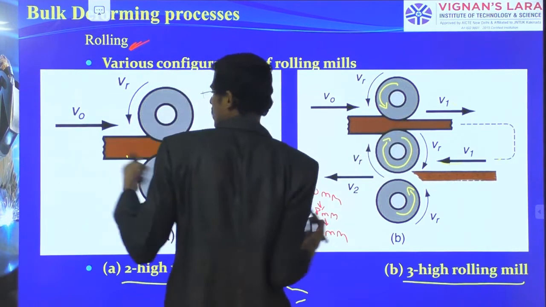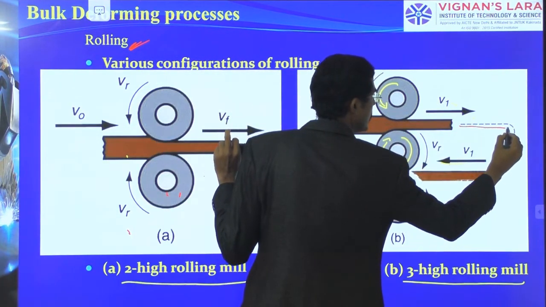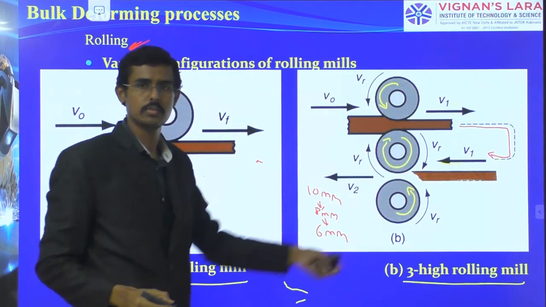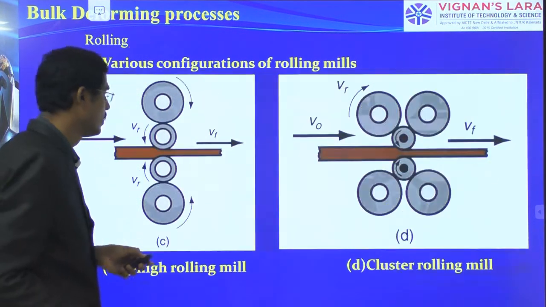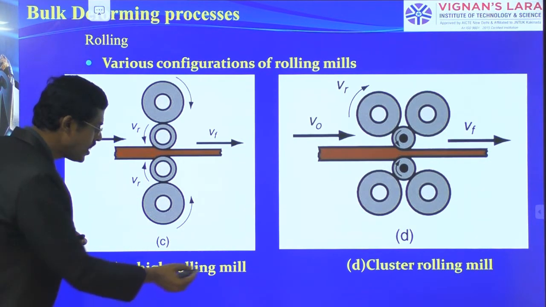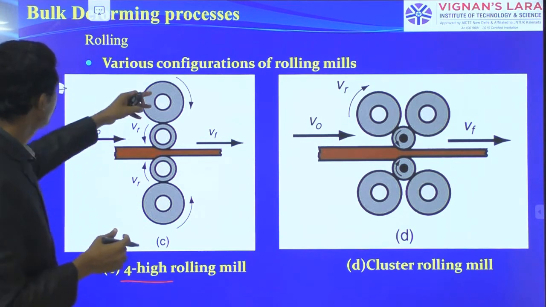So how can I do this? I keep it like this: first I take it and set it in the same way along this route. Likewise you can do this. Next, I have the 4 high rolling mill. What I have done here, you see, is utilize 4 rollers.